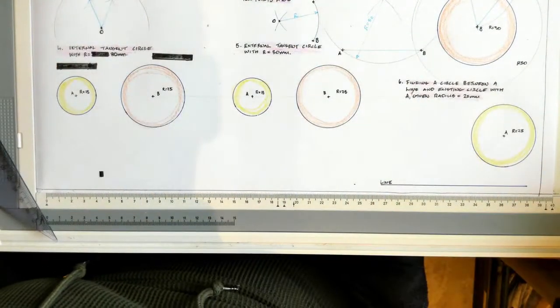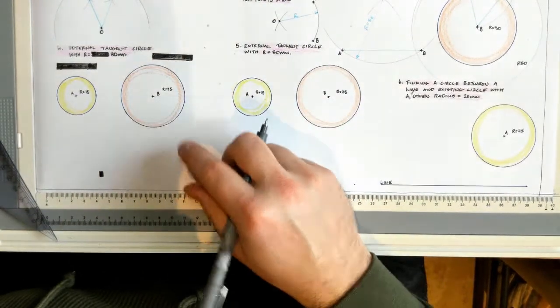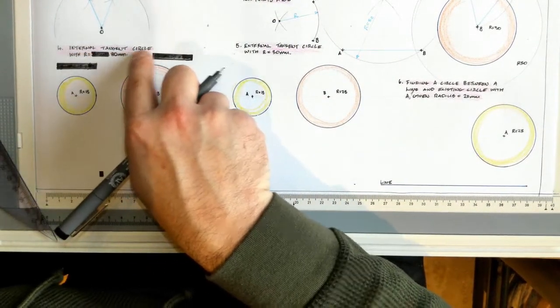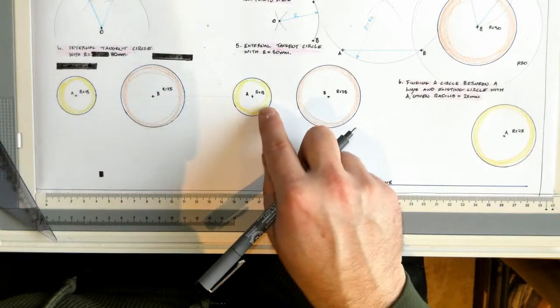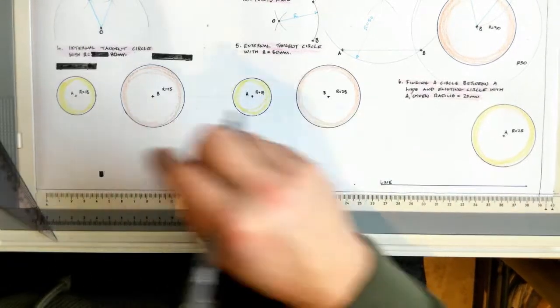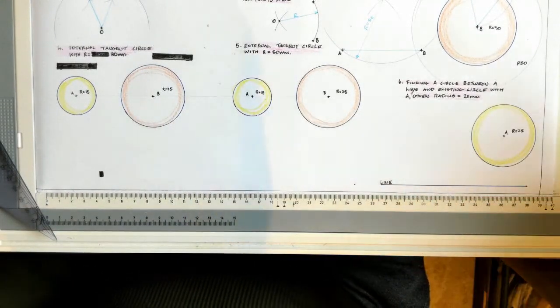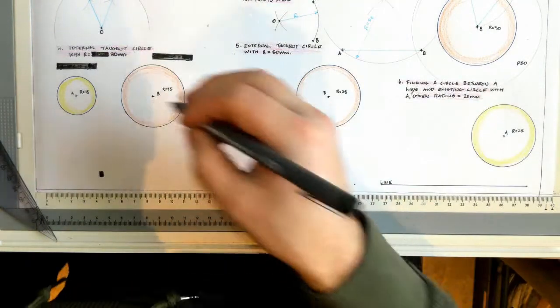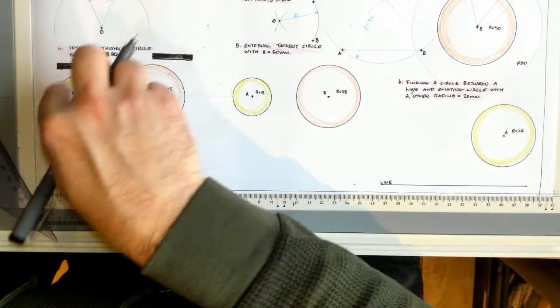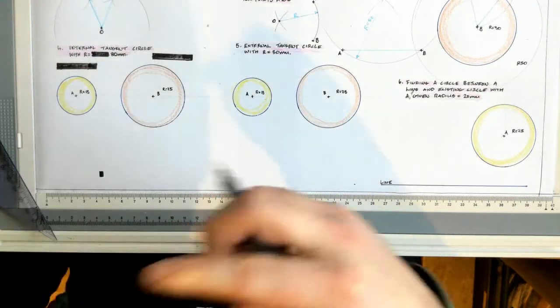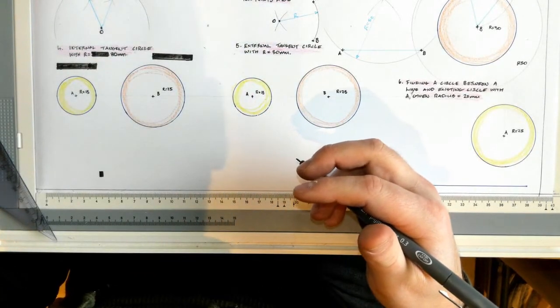Okay. And what I'm going to do now is demonstrate how to find this internal tangent circle with a radius equal to 80, okay? And how we locate the center point and so on. So what we do here is these two circles are going to be inside a larger circle with a radius of 80, okay? And they will be tangential inside.